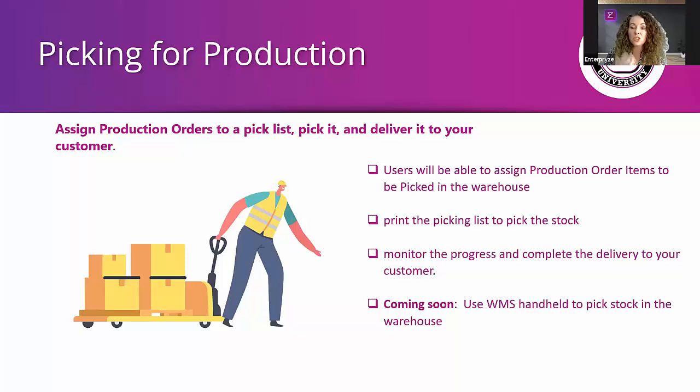What we have coming soon to tie that all in with the WMS handhelds, you'll be able to pick the production orders from the handhelds as well. Of course, ultimately, what you're going to do is actually make the product, complete the production run, and ultimately pick the sales order, then get ready for delivery to the customer. But you will have that option coming soon on the WMS handheld as well to pick the production orders.